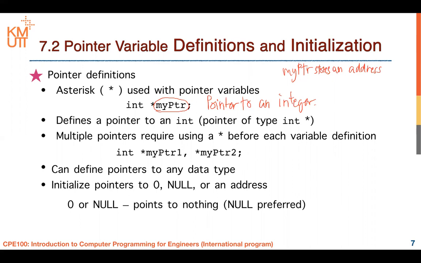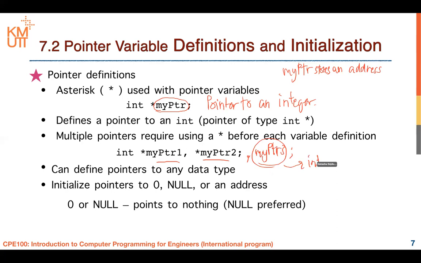Okay, and myPtr will be available. That is a pointer to an integer. You define a pointer to an integer. Multiple pointers require using a star or asterisk sign before each variable definition. For this example, myPtr1, myPtr2, right? You have to put the asterisk on each. But if you forget to put the asterisk, like myPtr3, this one will not be a pointer. It will be an integer.